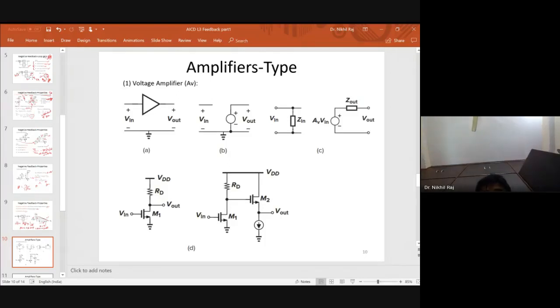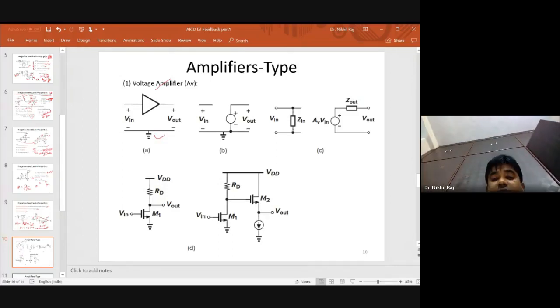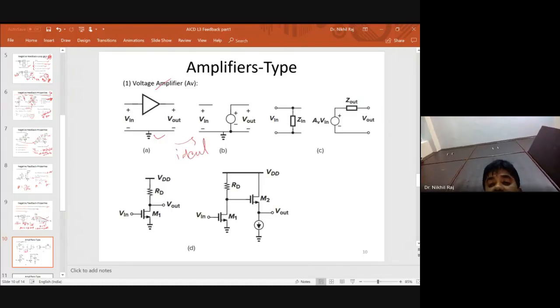Now basically there are four types of amplifiers when we design. The number one is your voltage amplifier. Voltage amplifier means it will amplify the voltage. Now which type of voltage? It will amplify the input voltage. So this is the standard representation, V out and V in. At the output, this is the ideal representation, and here this is the practical.